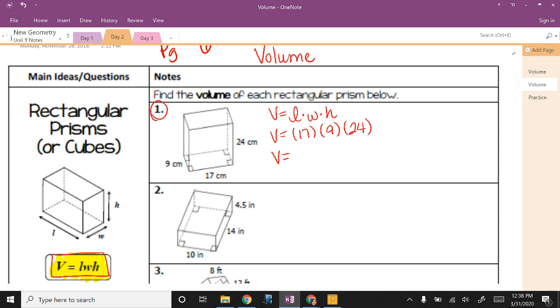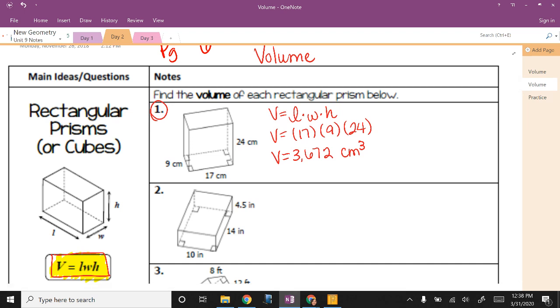So please participate with me. Math is not a spectator sport. All right, when I multiply those three numbers, I'm getting 3,672. Now, these have units, and units is important. So remember, for surface area, we use squared units. Well, for volume, we're going to use cubic units, and these are in centimeters. So it's going to be 3,672 cubic centimeters. So it's centimeters cubed. So that's how you do it for a rectangular prism.